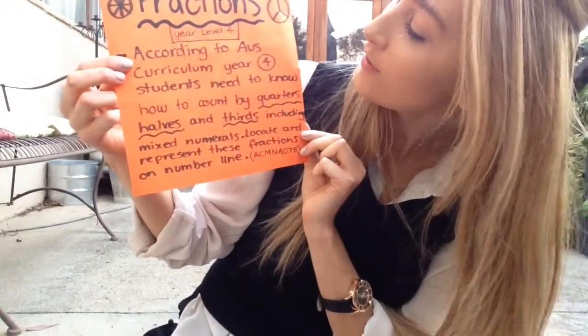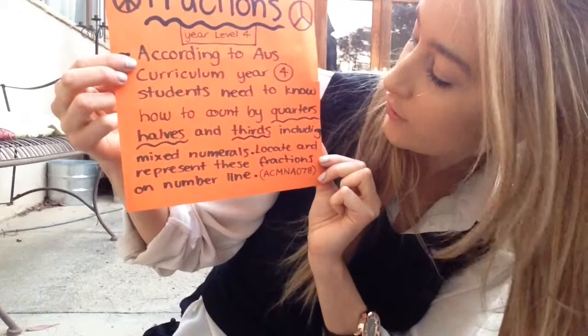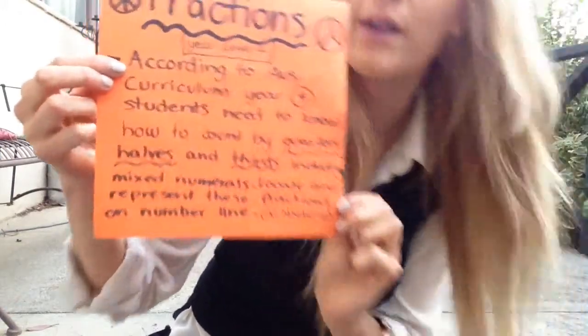According to the Australian curriculum, Year 4 students need to know how to count by quarters, halves and thirds, including mixed numerals, and locate and represent these fractions on a number line.